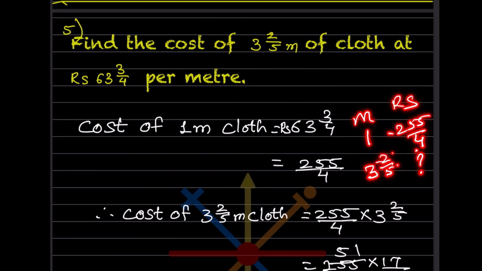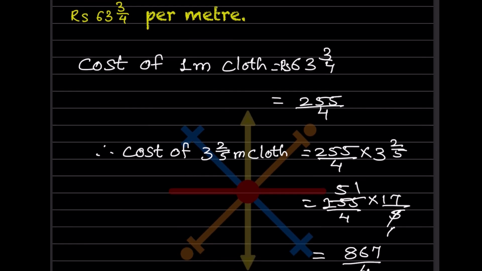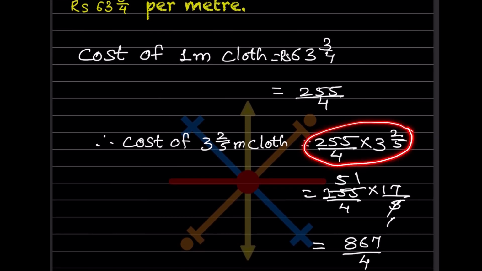So what are you going to do? Whenever there are two numbers, those numbers will always be in the numerator. When you cross multiply, the two numbers are here. So 3 integers 2 by 5 into 255 by 4, or 255 by 4 into 3 integers 2 by 5, both are the same. And divide by this, which is 1. So that doesn't make any difference. If you divide by 1, the answer is going to be the same. So this step is very important, whether to multiply or divide.